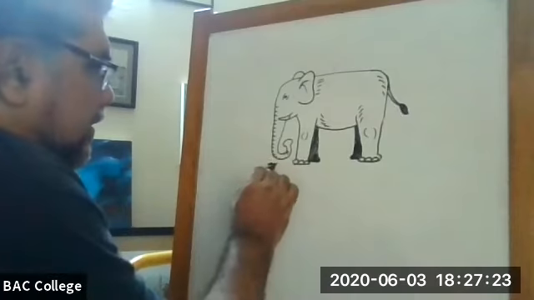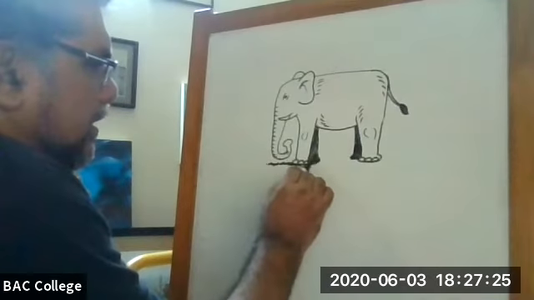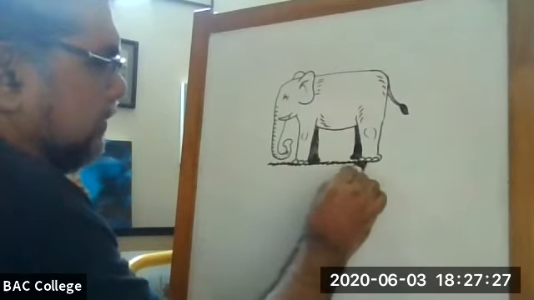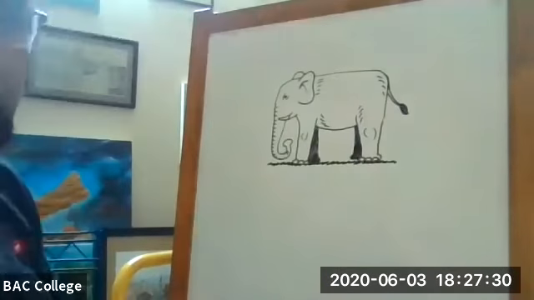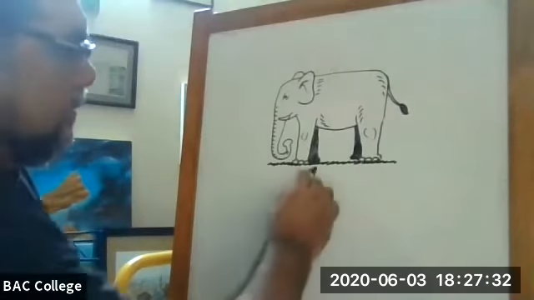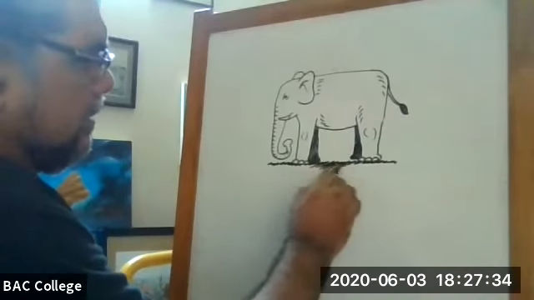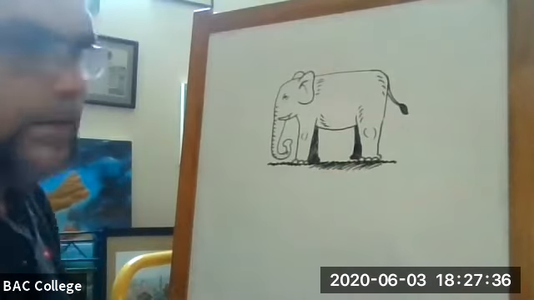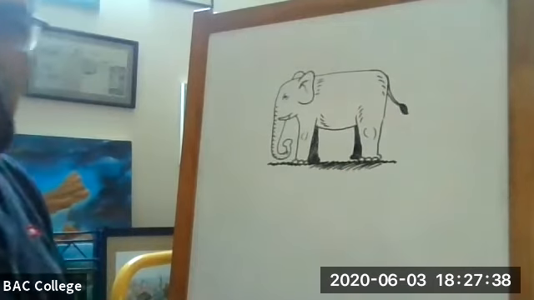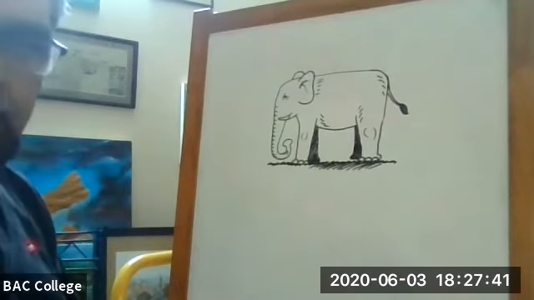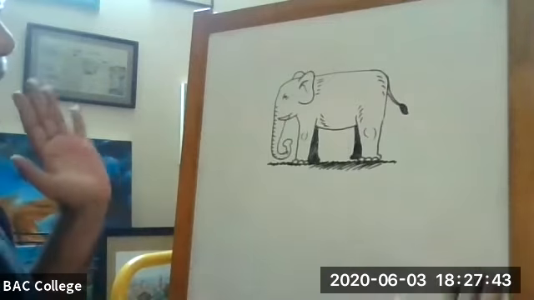Okay, and let's get a shadow for the elephant. It'll be a huge shadow for the elephant, right? A bigger shadow here, because that's where the body is. All right, so that's your side profile of the elephant.